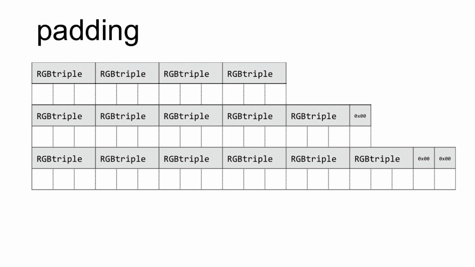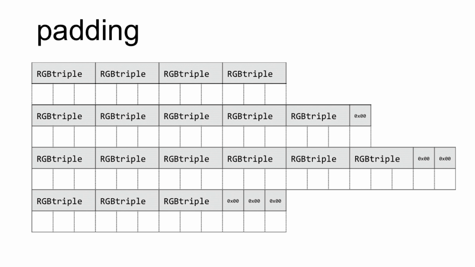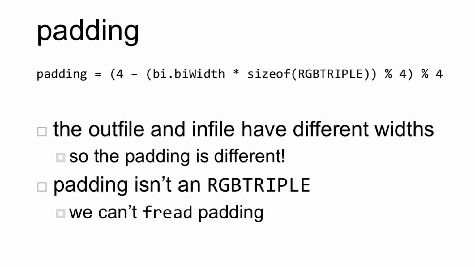If I have, say, 6 triples, then I'll need to add padding as well, but a different amount than last time, in this case, 2 zeros. Finally, in this example, if I have 3 triples, then 3 times 3 is 9. So in order to bump it up, I need to add 3 units of padding. It's really important to understand the concept of padding. Don't worry about the equation, I've provided it here, and you can also find it in the problem specification.